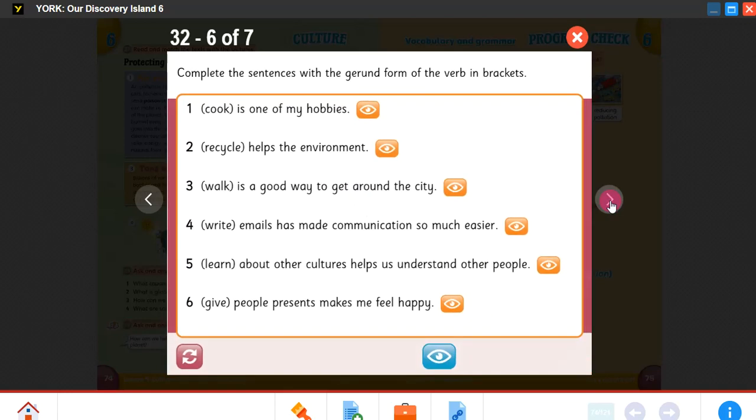Next activity is complete the sentences with the gerund from the verb in brackets. So we have the verb in brackets here. We're going to change it to gerund. It means we're going to add ing to it. So cooking is one of my hobbies.